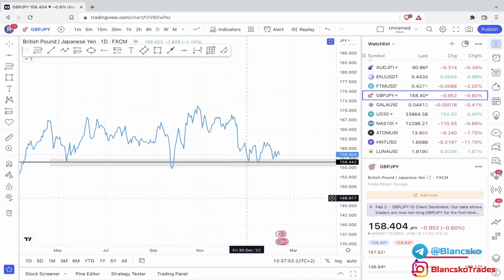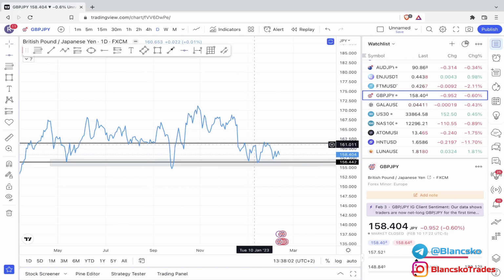What do we have apart from this? We also have a resistance level right here. A very recent resistance level, which in the past, check this out, was a support level that now became a resistance level. So we mark this one as well because it is a very important zone. And lastly, we can also mark this resistance right here.